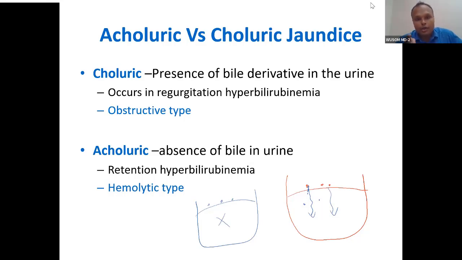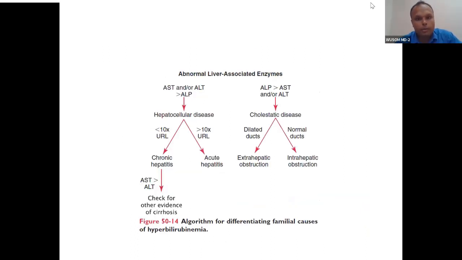And that is how they classified jaundice into two. Choluric jaundice means there is bile salt in the urine, and acholuric means the urine does not have bile salt. Obstructive jaundice will have bile salt in urine, and in hepatic jaundice, because of micro obstruction later, it can also have bile salt in urine. So both can be called choluric jaundice. But hemolytic is not choluric, it is acholuric. So remember these two terminologies.